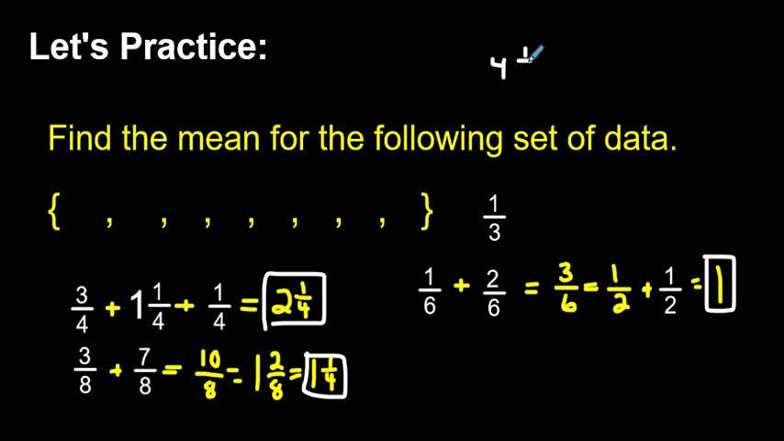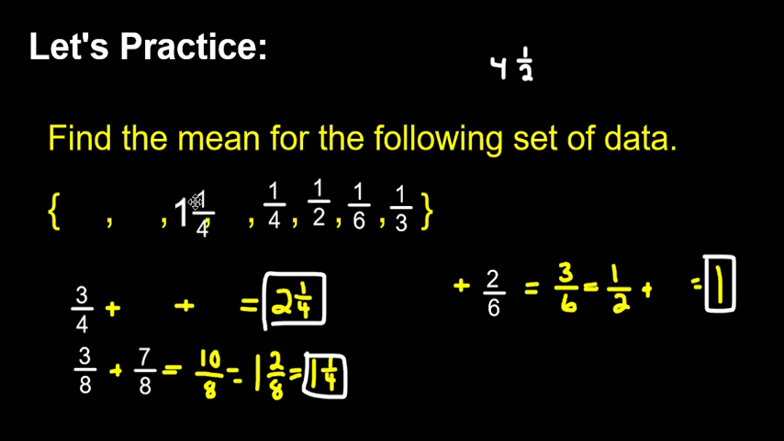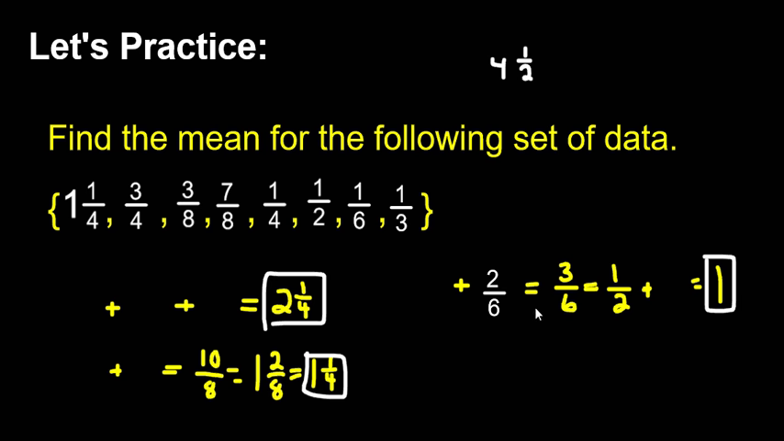4 1/2. And what I'm going to do now is take that 4 1/2 divided by the number of pieces of data. So I need to throw these numbers all back in the set and see how many pieces of data we actually have. And we'll throw this back here, here, and here. And notice I left off the 2/6 because that was an equivalent fraction.